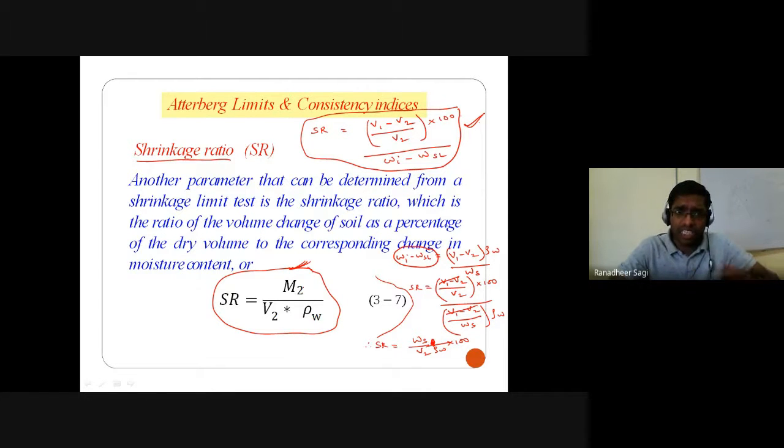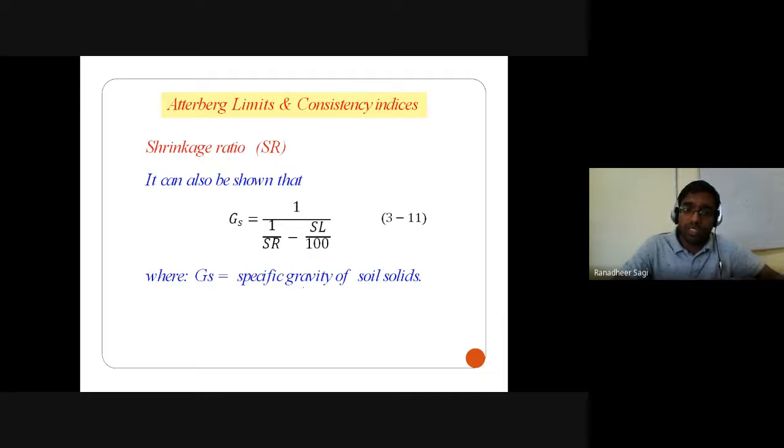And this shrinkage ratio can also be represented in terms of the specific gravity of that particular soil solids and in terms of the shrinkage limit value of that particular soil, as the expression indicated here, where specific gravity of soil solids can be given as 1 by SR, that is shrinkage ratio, minus SL, which indicates your shrinkage limit, divided by 100.